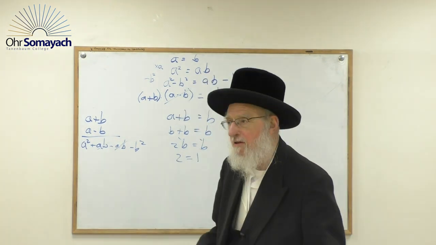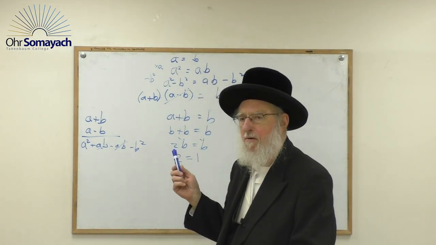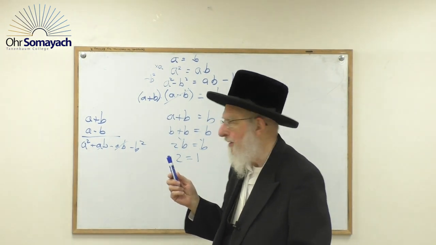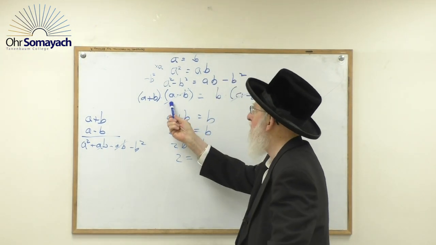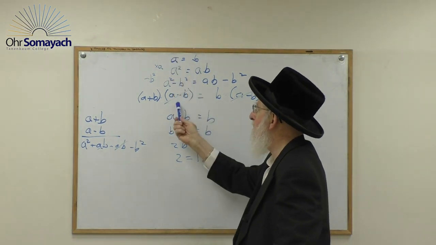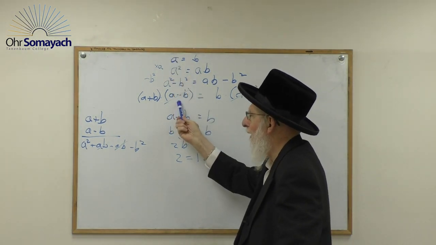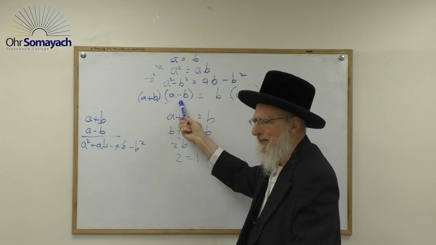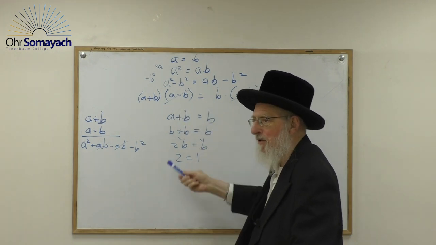Now, the truth is, does anybody know where the mistake is here? I don't know where. I think there was a divide by 0. What is A minus B? If A equals B, what is A minus B? 0. 0. Oh, that's a no-no. You don't divide by 0. You can't divide by 0. You can't go on with the proof.